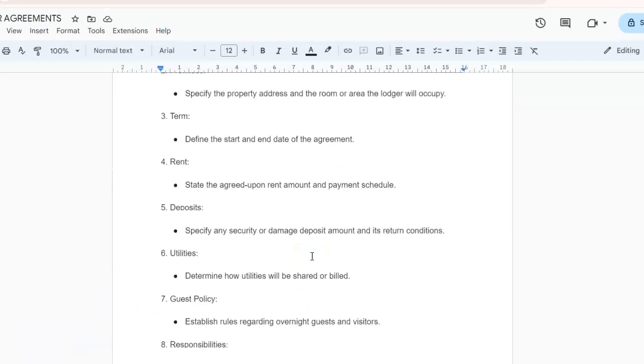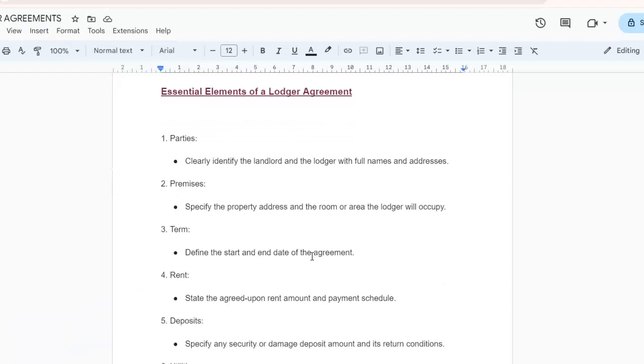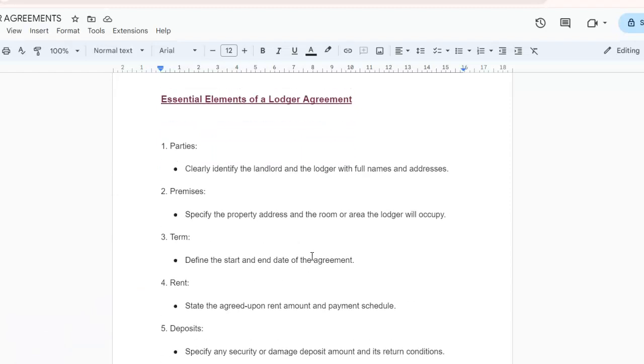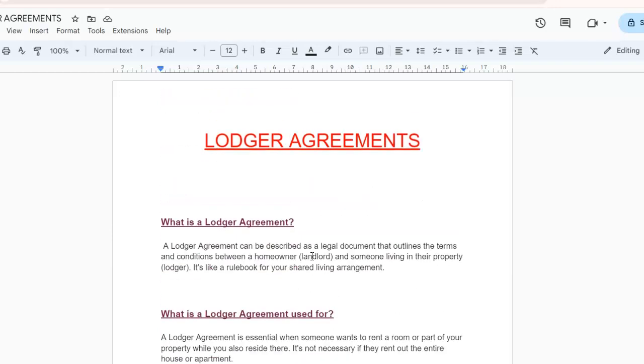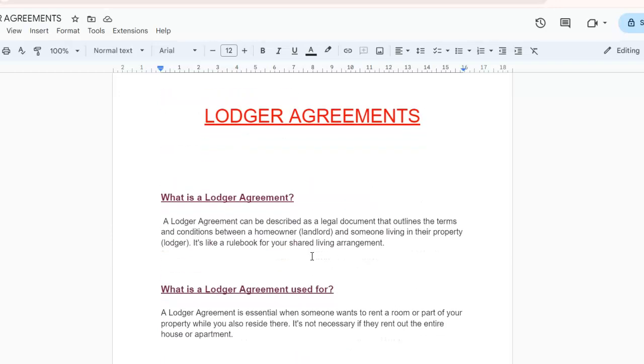So here you have it, guys, 10 essential elements that every lodger agreement ought to have. So remember, guys, a lodger agreement is a valuable tool for ensuring a smooth and peaceful living arrangement. Therefore, by having everything clearly documented, you can avoid potential disputes and build a positive relationship with your lodger.